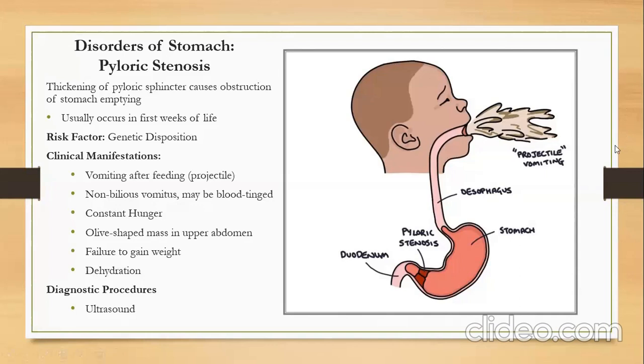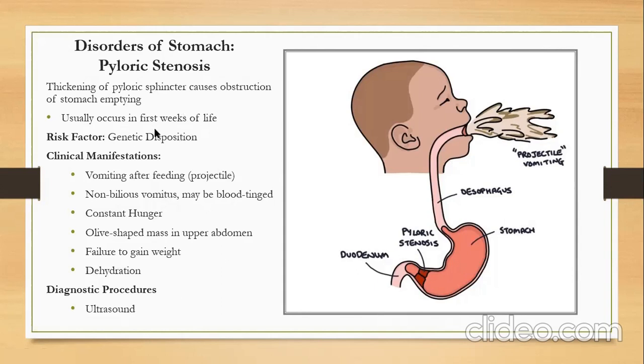Just like you have the LES up here at the beginning of the stomach, you have your pyloric sphincter, here. And as you can see, that hypertrophy or that stenosis, that stiffening, hardening, it's usually like a birth defect, and it needs to be corrected with surgery. And the only risk factor is genetic predisposition. Yes, they have projectile vomiting. That's why I put the projectile vomiting in the picture.